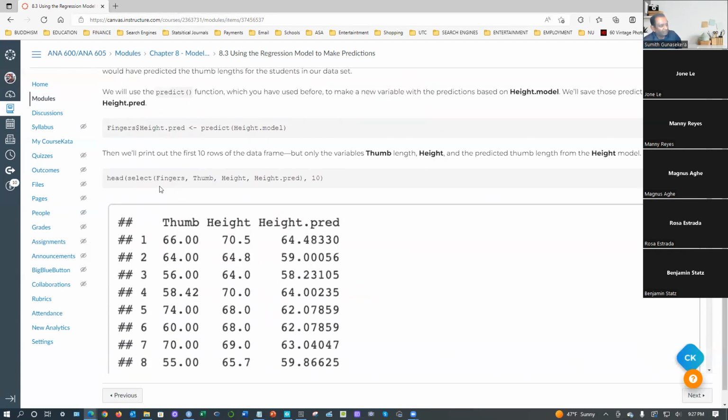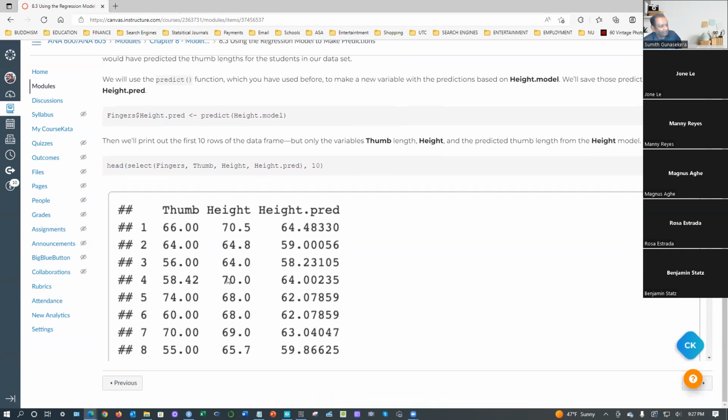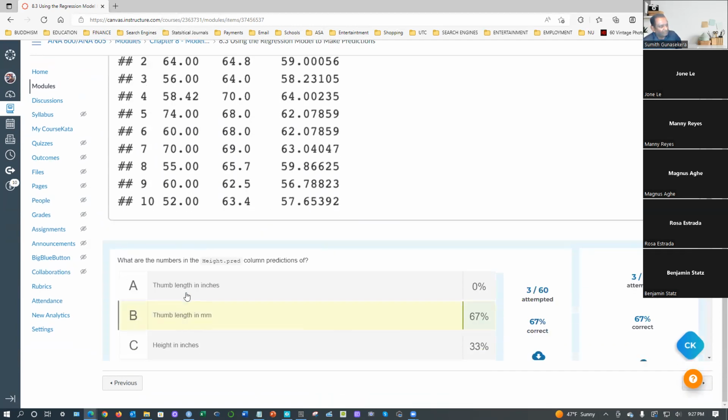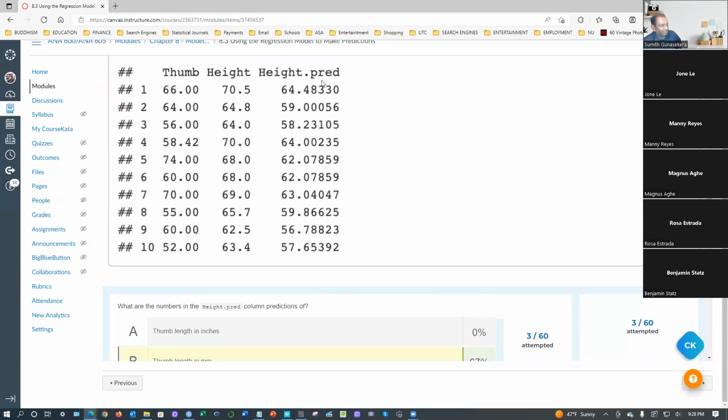Okay. And from that, you select the fingers data set, thumb, height, grade 10, select, and then show like this. What are the numbers in the height grade? Thumb length, same thing, thumb length in millimeters.